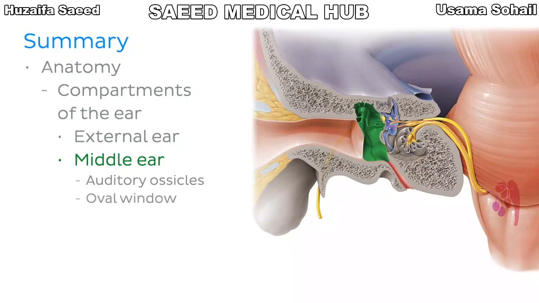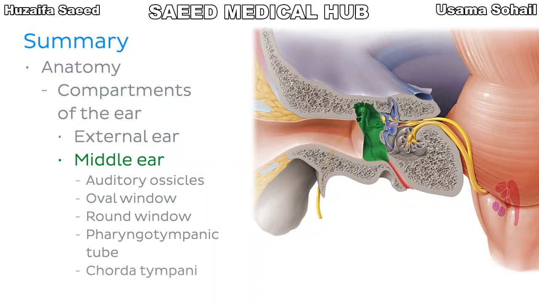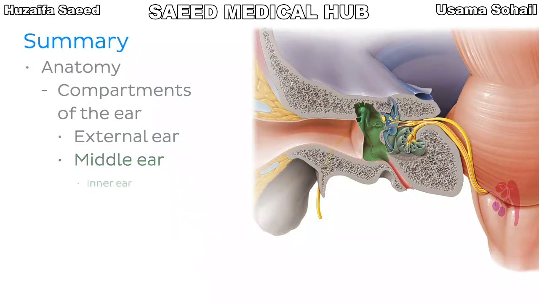The oval window, which is attached to the stapes and also helps with this transmission. The round window, which relieves pressure in the inner ear by vibrating. The pharyngotympanic tube, which facilitates communication between the middle ear and the nasopharynx. And the chorda tympani, which is a small nerve that is associated with taste. We then looked at the inner ear, which is made up of the cochlea and the vestibule.